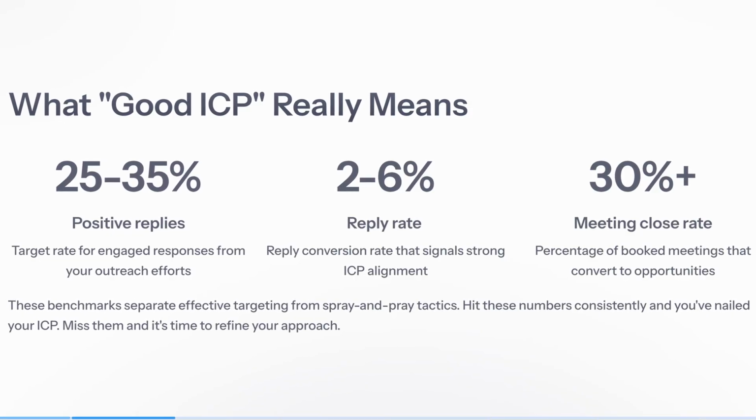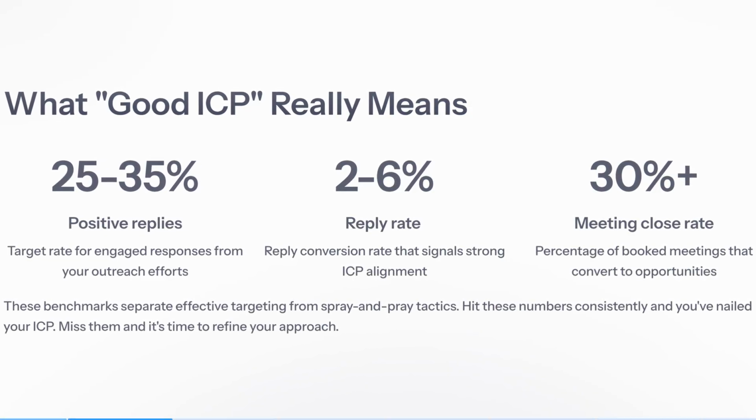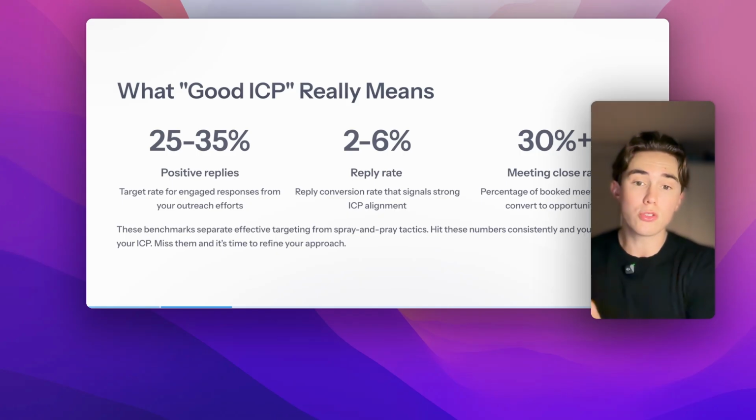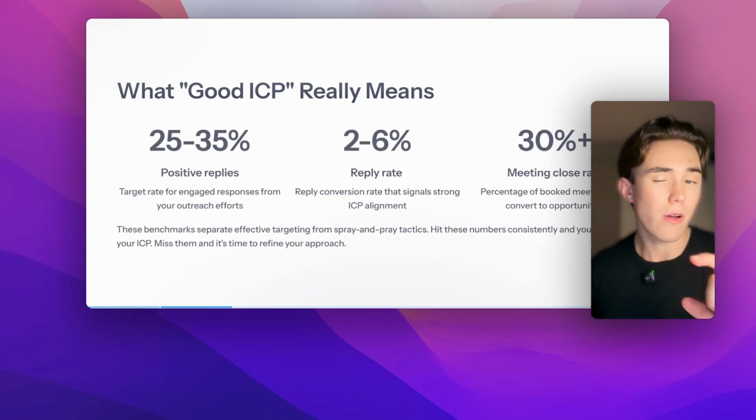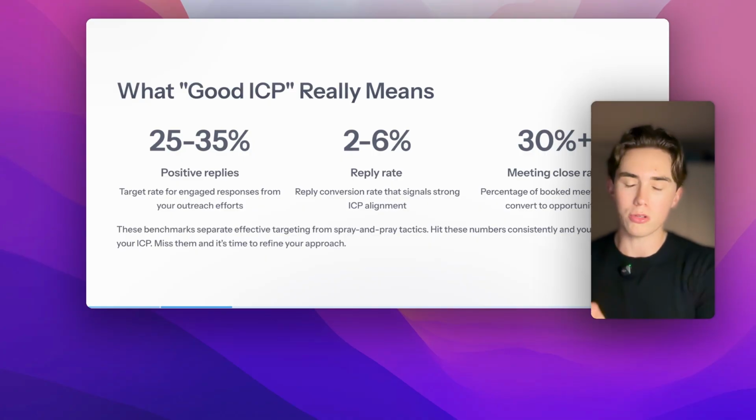So in this guide, I'm going to show you the exact strategies that we use to pinpoint ICPs and to fully understand their pain points. So as an example, in terms of metrics to expect from a good ICP, what you're looking at is anywhere between 2 to 6% reply rate. And then on that, 25 to 35% of them are going to be positive replies.